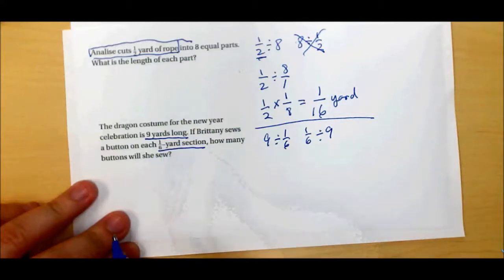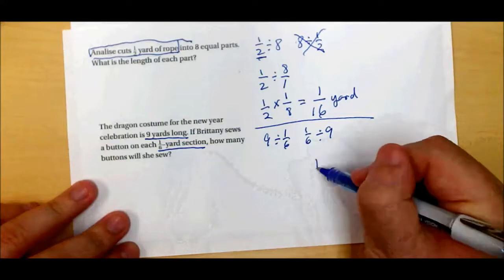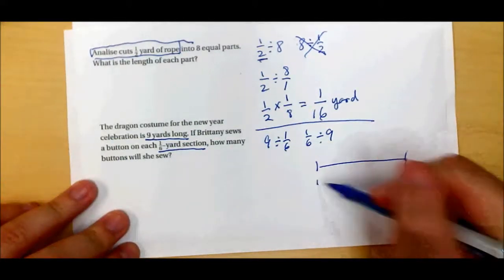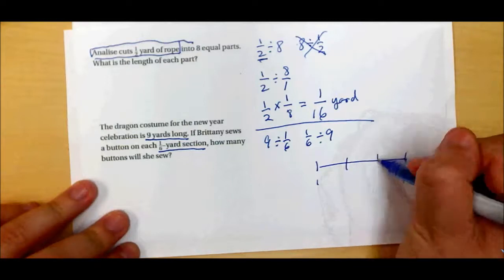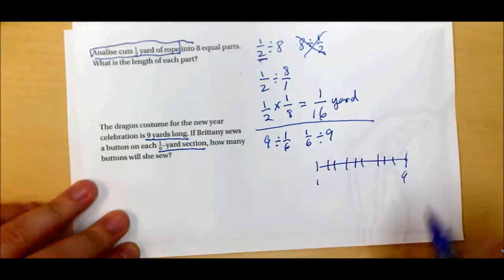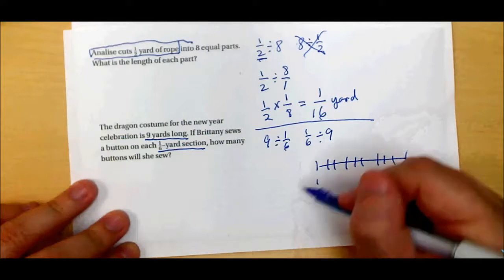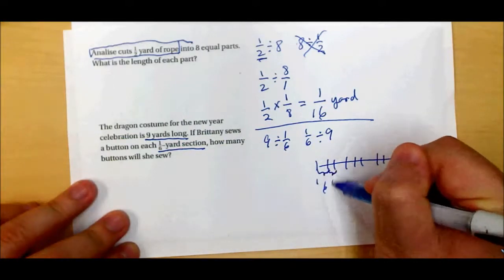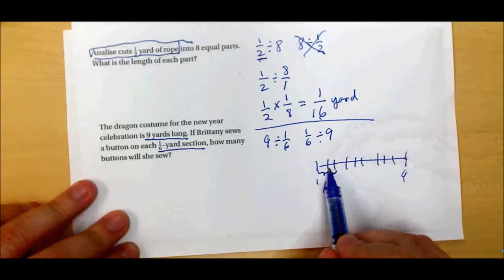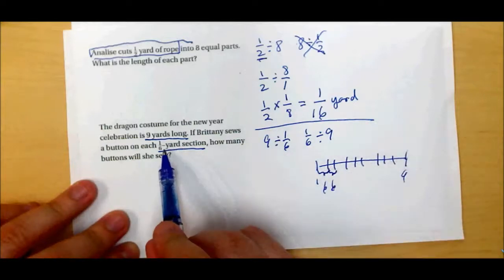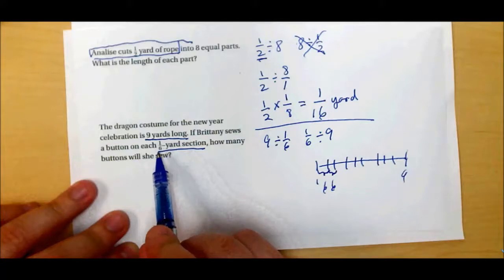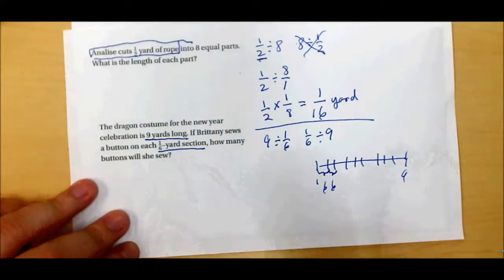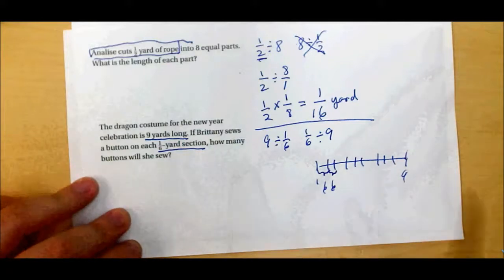Now, I have a dragon costume that is 9 yards long, and we're sewing buttons, one button every 1/6 of a yard. Let's draw a picture of that just to see what we're cutting up. So this is 9 yards, and cut this up into yards. And then each yard is cut into sixths. So then there's 6 buttons on each yard, because each yard is cut up into sixths. I'm not actually literally cutting it up, I'm just putting a button on every 1/6 of a yard, but math-wise you can consider it cutting it up into pieces.